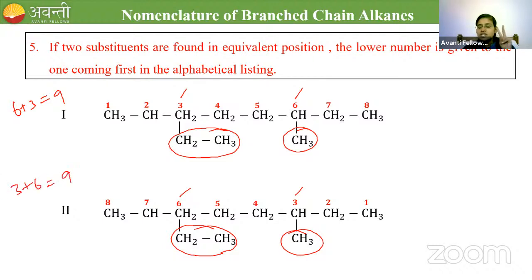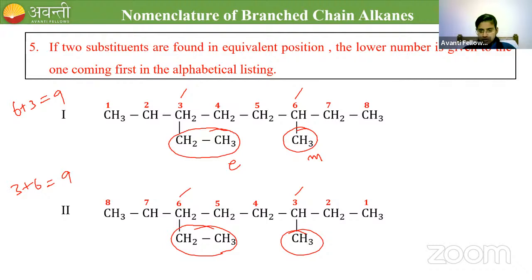So if two substituents are found in equivalent positions, how do we number? Which is the correct way of numbering? The lower number is given to the one coming first in the alphabetical listing. This is ethyl and this is methyl. So ethyl comes first, E comes first in alphabetical order. So the ethyl-containing carbon should get the lowest number. So which one is correct, case 1 or 2? Very good.